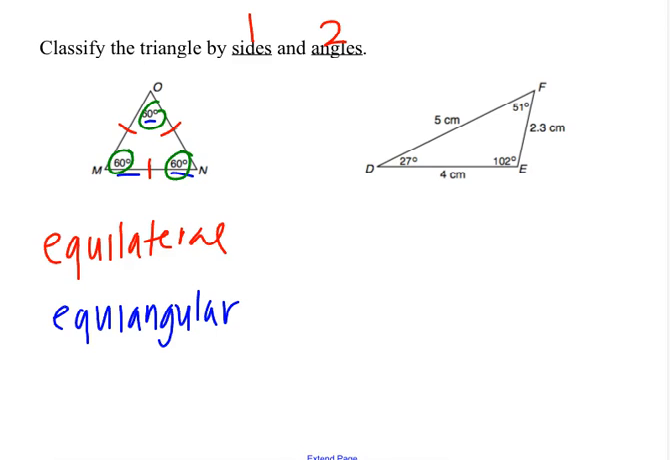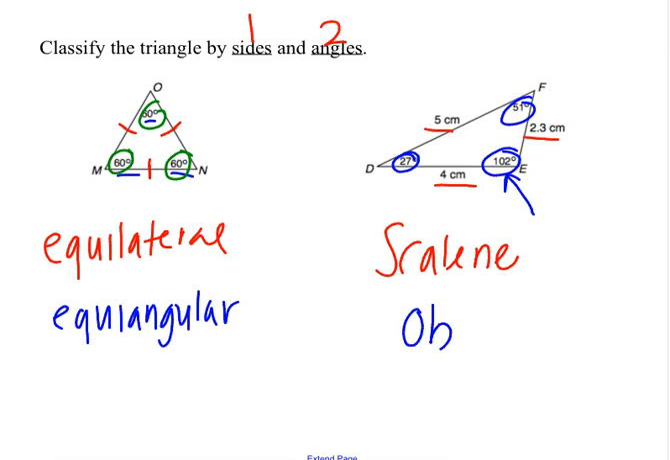Like in this example here, 4, 5, and 2.3 centimeters is going to make it a scalene triangle. And I notice that I have three different angle measures, and one happens to be obtuse, so therefore it is an obtuse triangle.